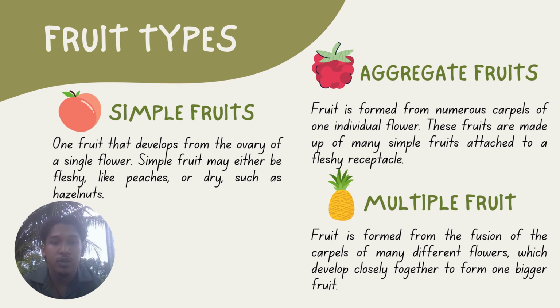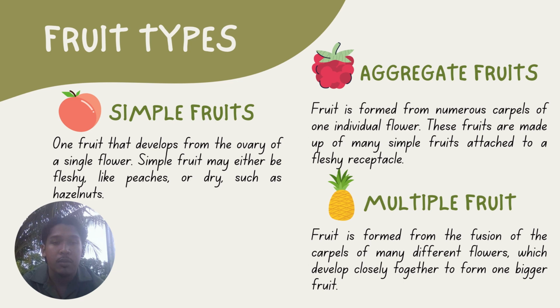The second one is aggregate fruit. The fruit is formed from numerous carpels of one individual flower. These fruits are made up of many simple fruits attached to a fleshy receptacle. So, simple fruit is one flower, one fruit, and then aggregate fruit: the carpels become fruitlets that fuse together into one single fruit. For example, raspberry. You see the raspberry has many circle shapes. Those are the fruitlets that combine together to become one larger fruit. So that is aggregate fruit.